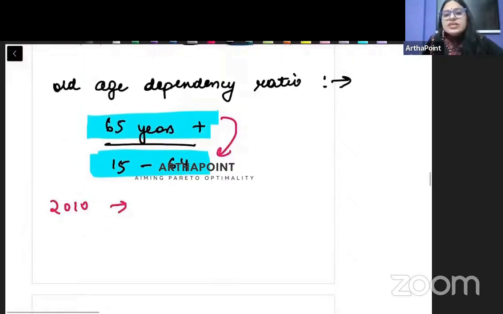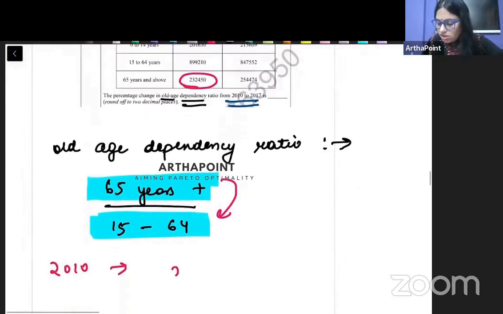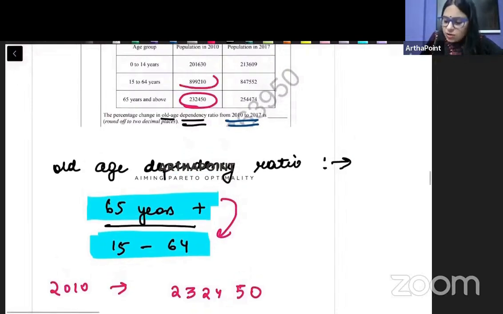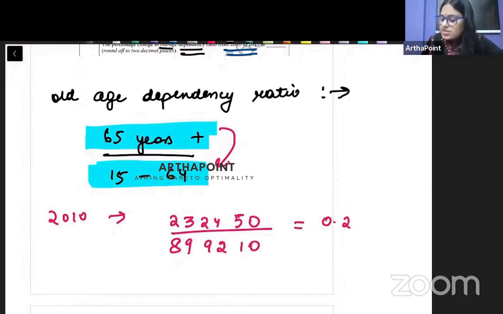So children, in 2010 what is this ratio? Look carefully. In 2010, old age people are 232450. And who are the people who are between 15 to 64? 899210. If you solve this, you will get 0.2585.